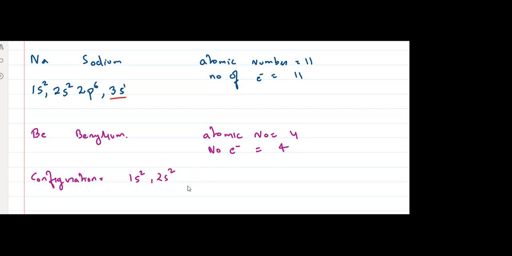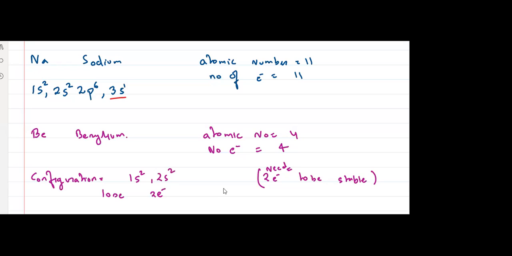Chalo. Now tell me how many electrons it should lose or gain. Again, it needs to have two electrons to be stable, na? To be stable. Yes or no? Tell me. Right? So it will lose 2 electrons.